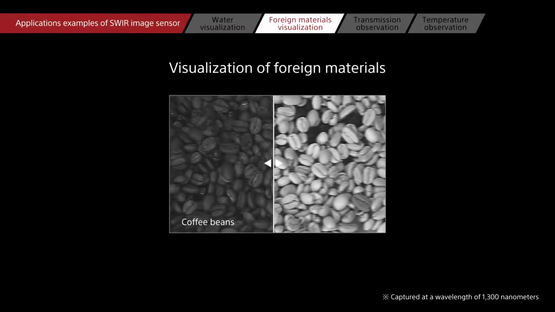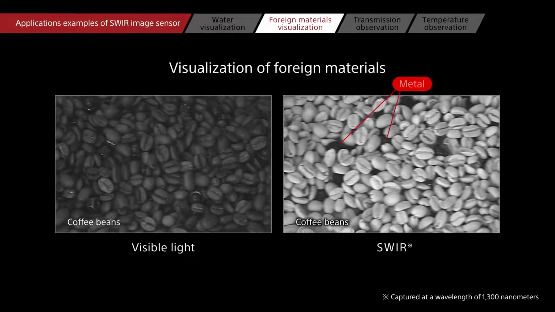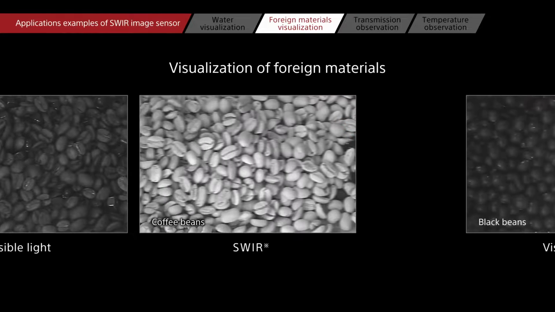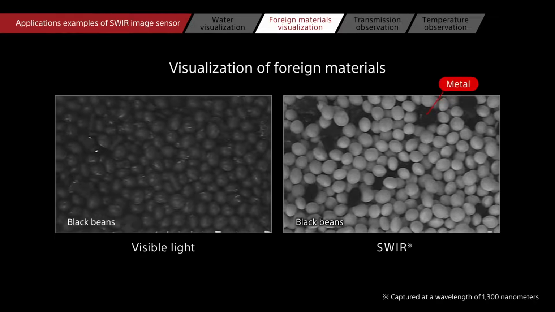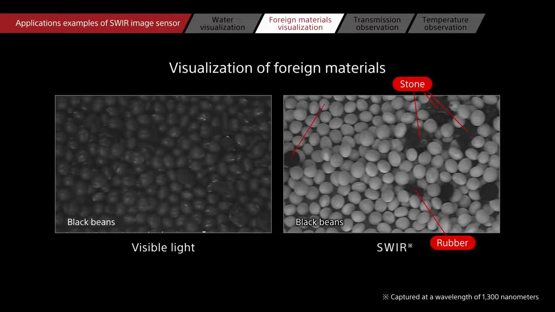Materials that look similar in visible light can be distinguished in SWIR images by differences in reflectivity. As a result, SWIR imaging is also used in applications such as inspecting products for foreign material.